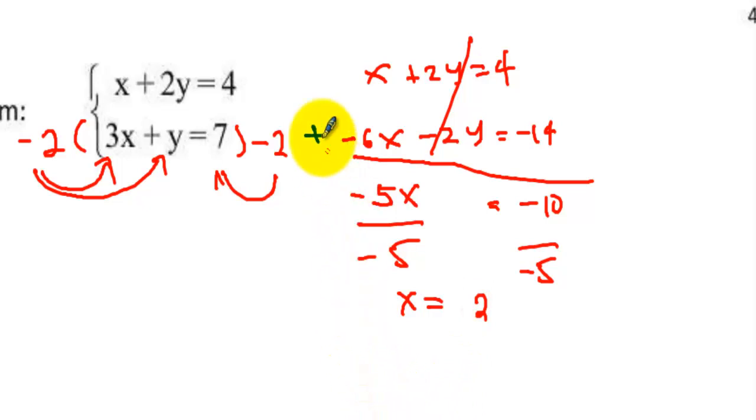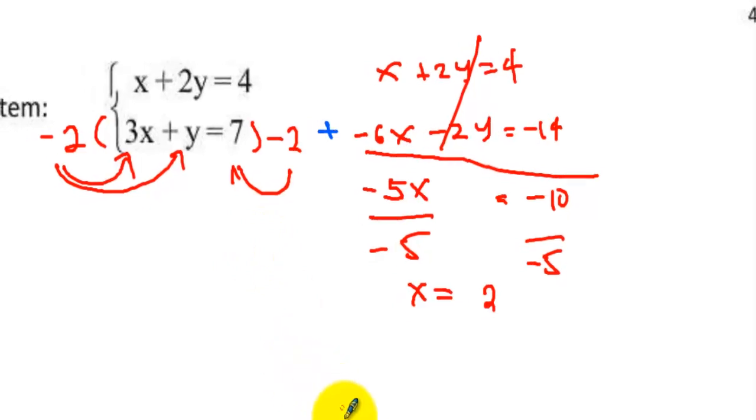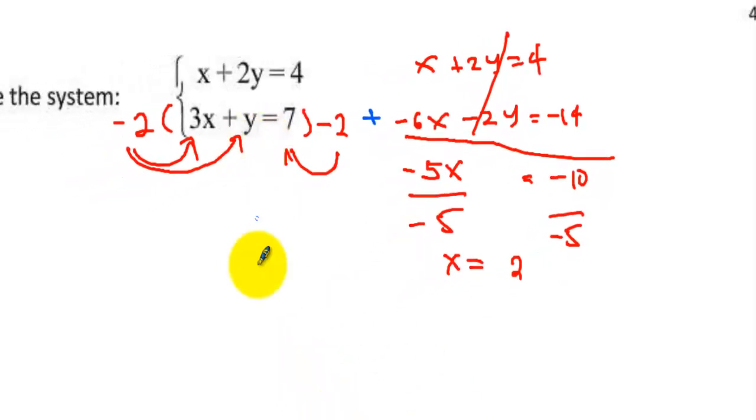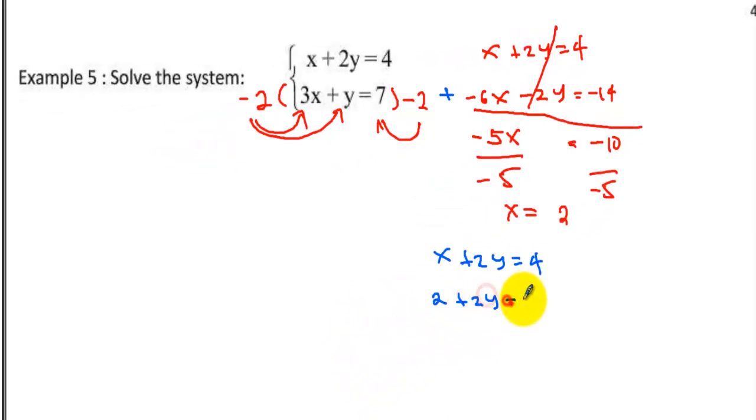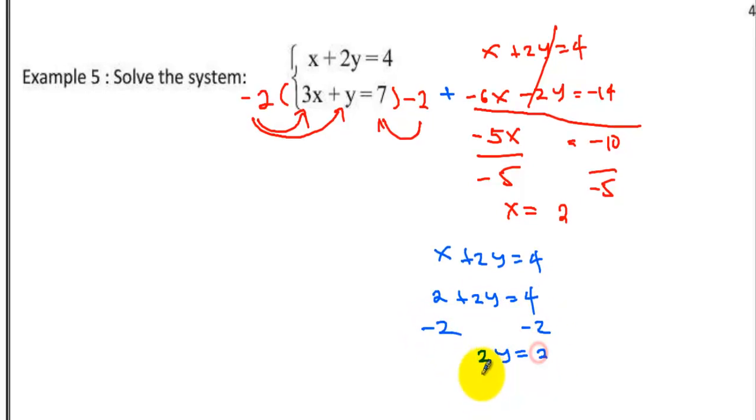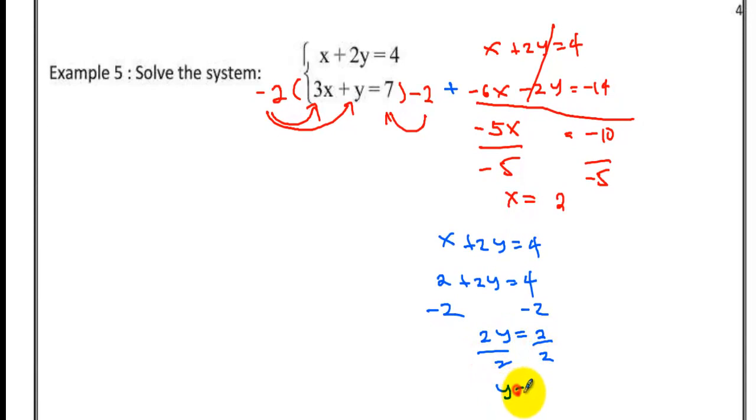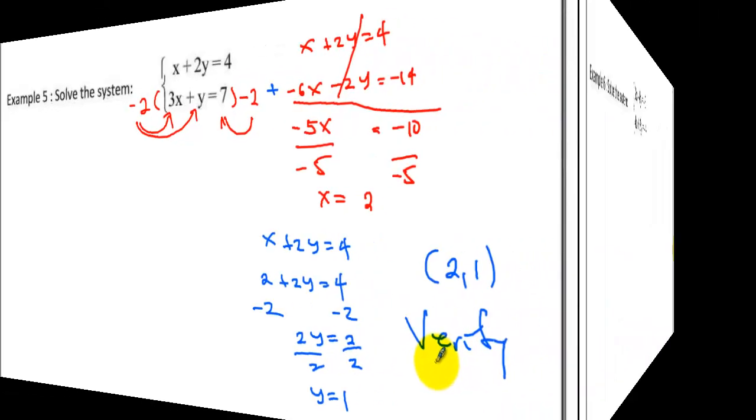Next we can use either the first equation or the second equation. This time I'm going to use the first equation. So from the first equation, we will have x plus 2y equals 4. Replace x by 2. Subtract 2 from both sides. We'll get 2y equals 2. Divide by 2. Then y equals 1. So here we have another one solution, 2 comma 1. And again, don't forget to verify your answer.